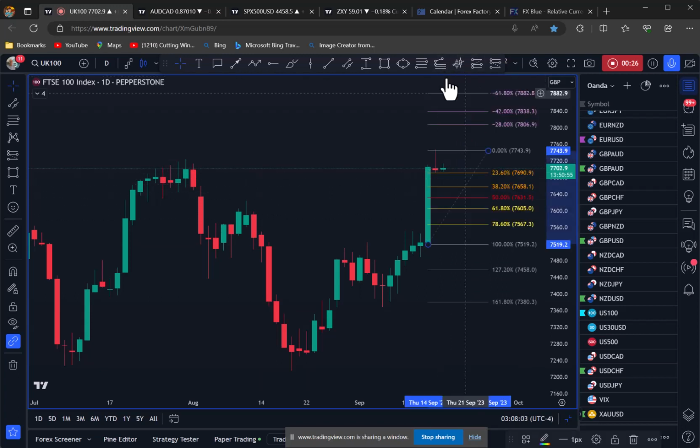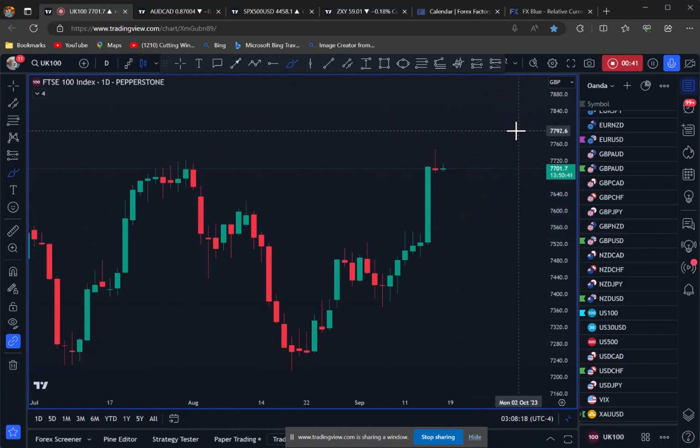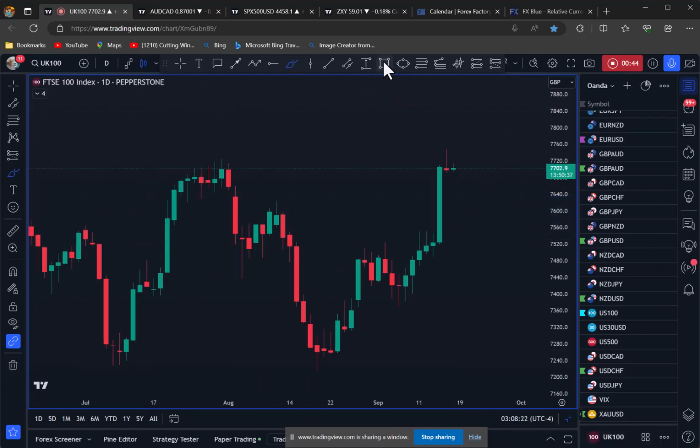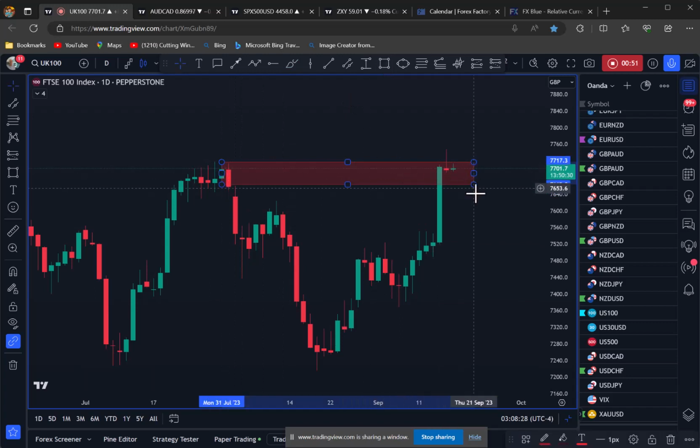Grab a fib. I would be looking for an entry point down around the 61.8, 78.6 fib zone. That's what I'm seeing here at the moment. Trading into a daily bearish order block back in here, so I would expect that to roll over and give us a bit of a retrace.